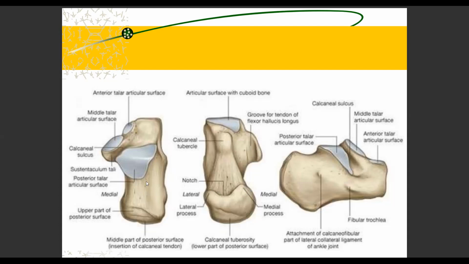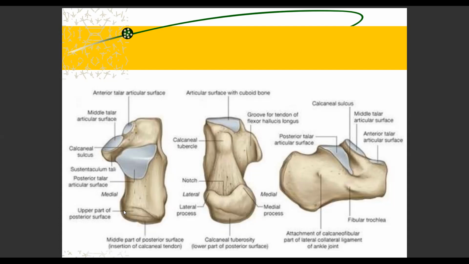And if we look at this surface, these are the three surfaces. The larger one is the posterior talar articular surface, and these two are the anterior and middle talar articular surfaces. If we look at the medial side, there is a medial side projection, which is known as the sustentaculum tali.